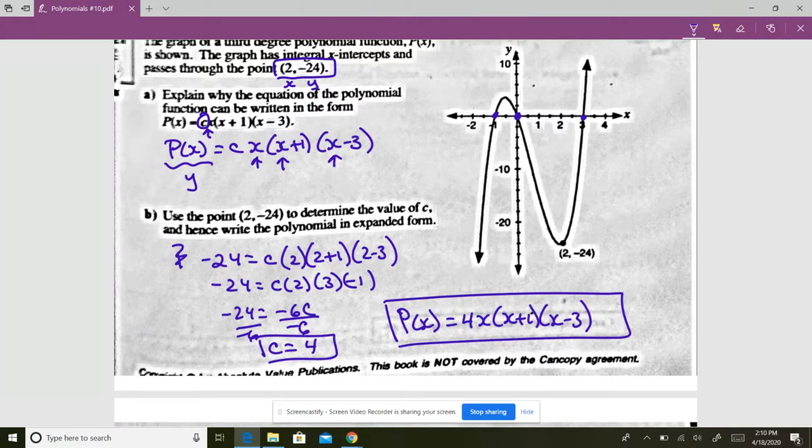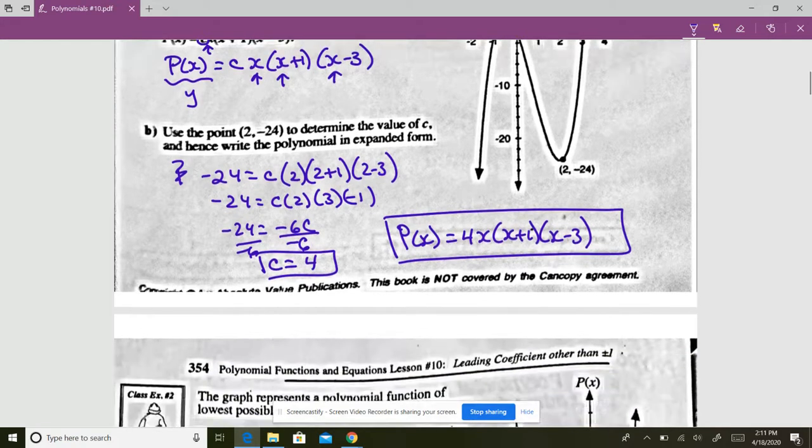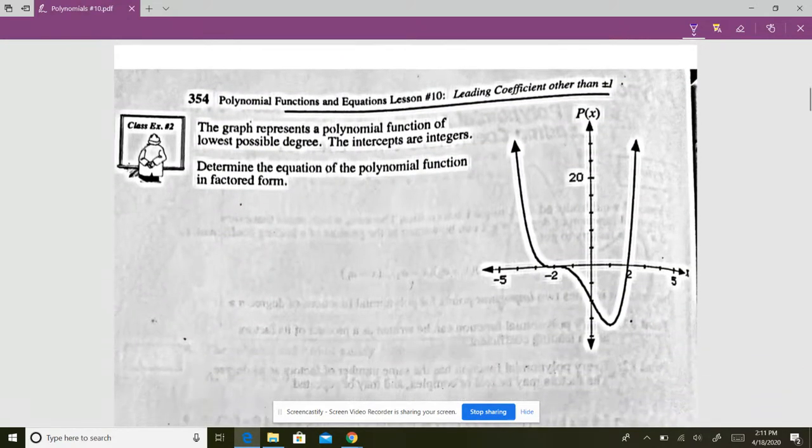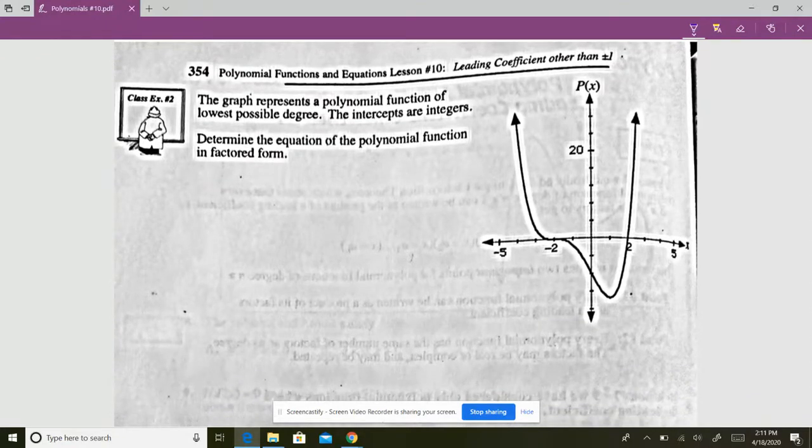That's it. And you will know when to solve for c because I will tell you when to solve for c. I will say find the leading coefficient. All right, next one. The graph represents a polynomial function, lowest possible degree. It'll always be that. If it's lowest possible degree, you know that this 0 right here has to have a multiplicity of 3. And this one has to have a multiplicity of 1 because it passes right through. The x-intercepts are integers, i.e. whole numbers.